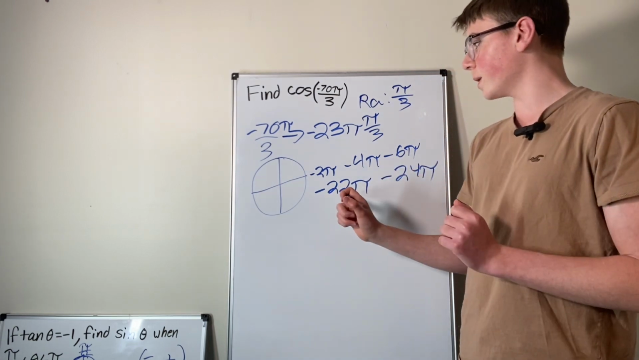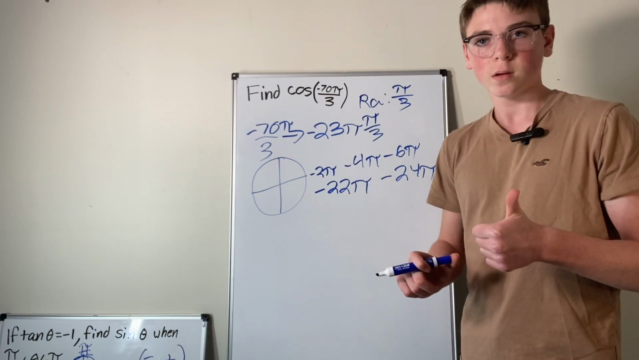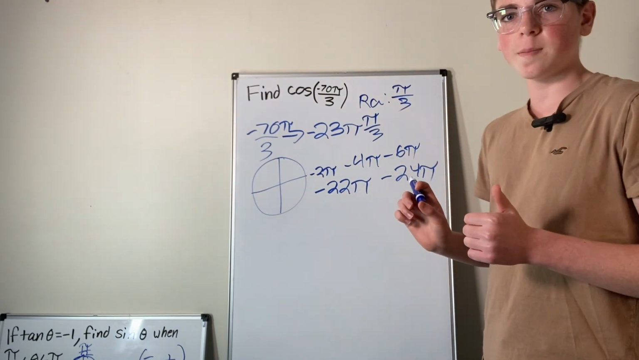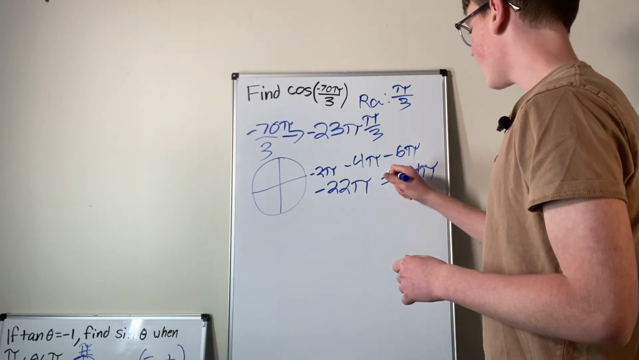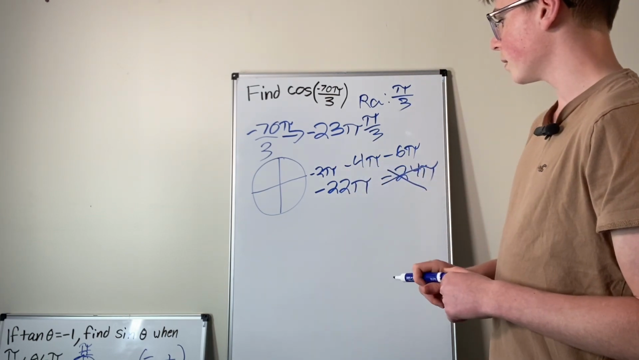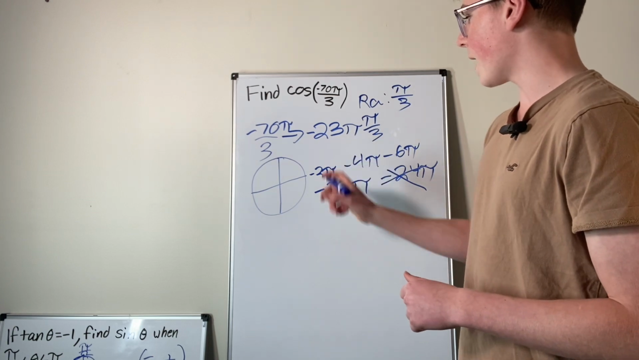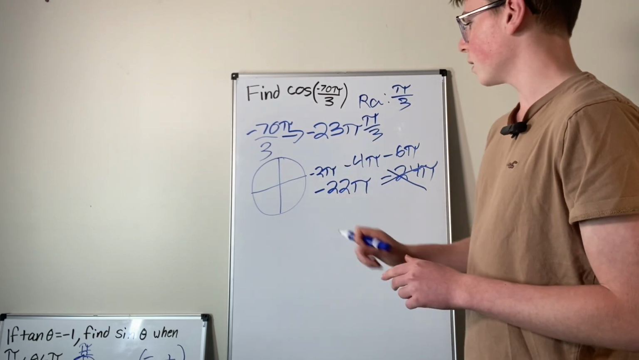Well, I see -22 pi. That can go into -23 pi. We're good. -24 pi? No, we can't go that far. We don't have that much. So we know it's not that. So -22 pi out of like -23 pi.